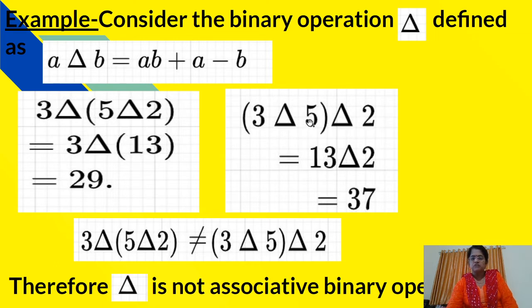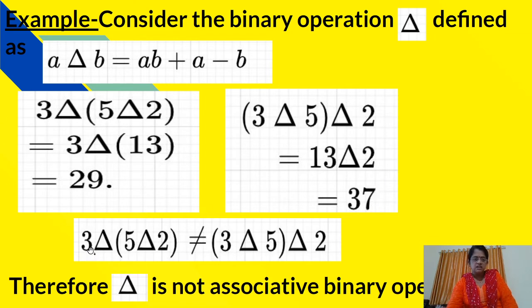First we will find this value 3 triangle 5. Here 3 means A and 5 means B, and therefore using this formula AB plus A minus B, we will get 3 triangle 5 is equal to 13. Then triangle 2 as it is. Now we will find the value of 13 triangle 2. Here A is 13 and B is 2. Again using this formula AB plus A minus B, we will get 13 triangle 2 is 37. And you can see that 29 and 37 are unequal values, and therefore the LHS and RHS will not be equal.